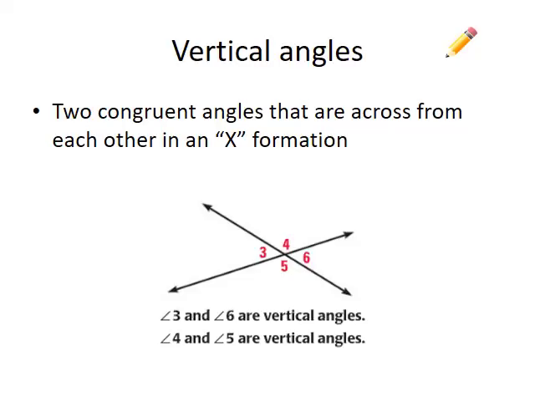So here in geometry, vertical for our angles does not mean up and down necessarily. It means across from one another. So I guess you could think that it was up and down for 4 and 5, but for 3 and 6, it is definitely across. So just some little notation on that.